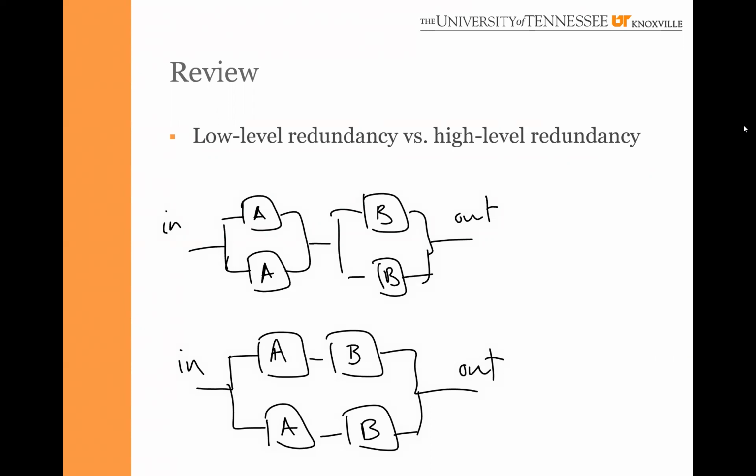So I can technically design a system where it has the form of the top one, but it's less reliable than the bottom one, if the reliabilities don't match. But in general, if you're talking about low redundancy or high redundancy, low is more reliable than high because of the higher number of paths given the same reliability of the components. Make sense? Okay, any questions?